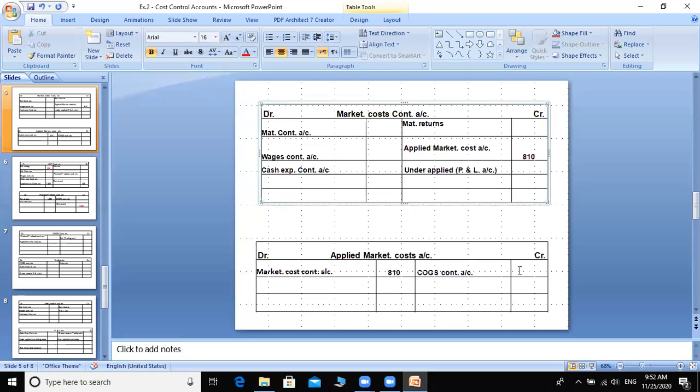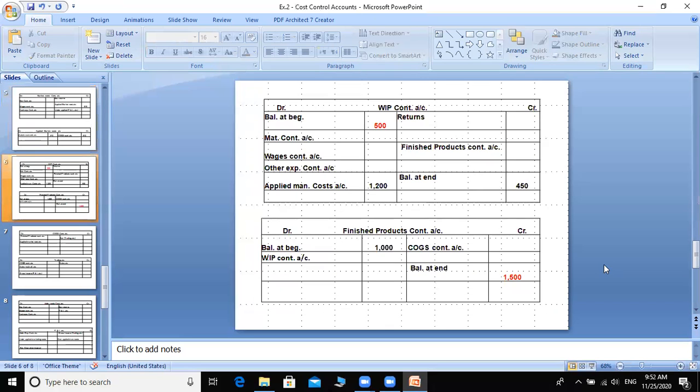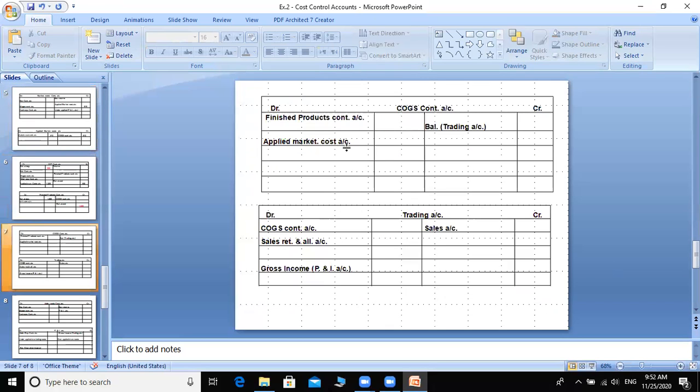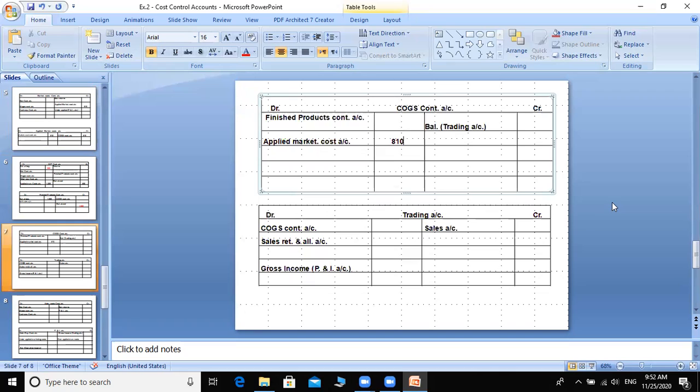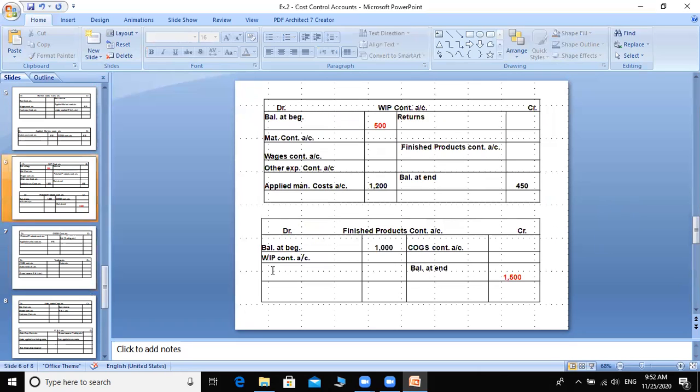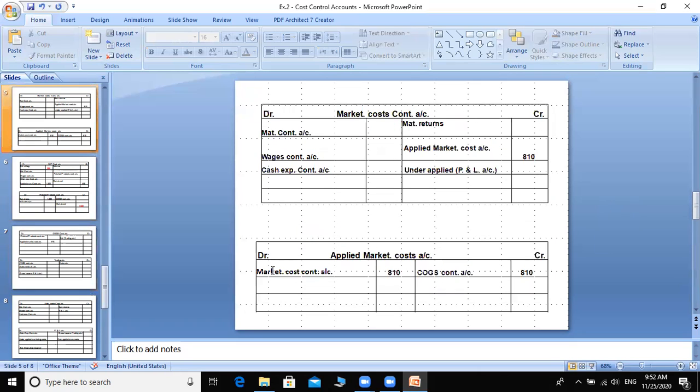Then in the credit side, 810, that will be affecting the COGS account. Where is COGS account? Here is COGS account, 810. So the COGS account is debited and the applied marketing cost is credited by the same amount, 810. That is the 810. Okay?